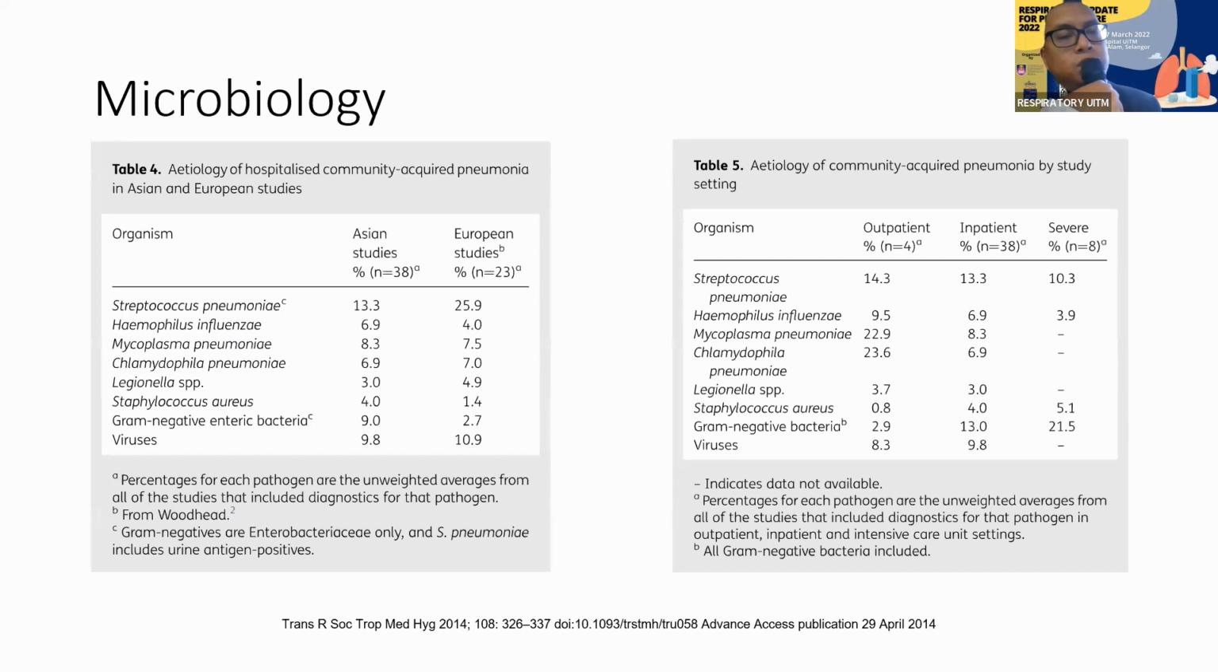How about the difference between the Asian population and the European population? Again, for community-acquired pneumonia, you can see the commonest organism is Streptococcus pneumoniae. So it is very important that we advocate the pneumococcal vaccine for our patients. Okay, let's compare those treated in the community and those treated in hospital. Again, the commonest organism will be Streptococcus pneumoniae, followed by atypical organisms.